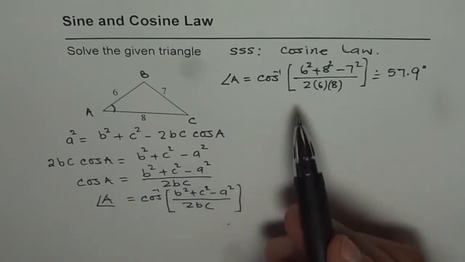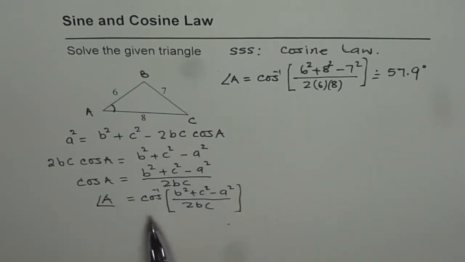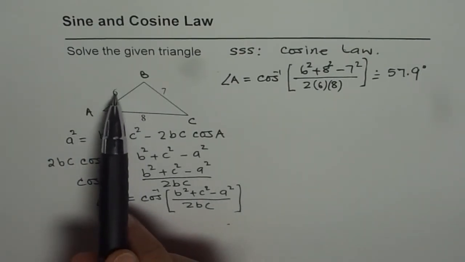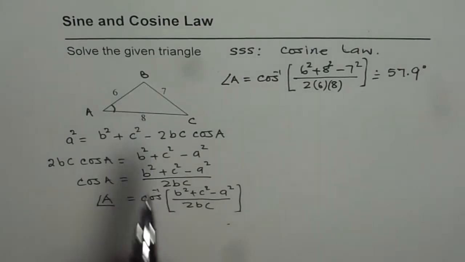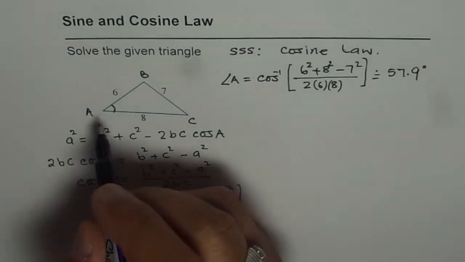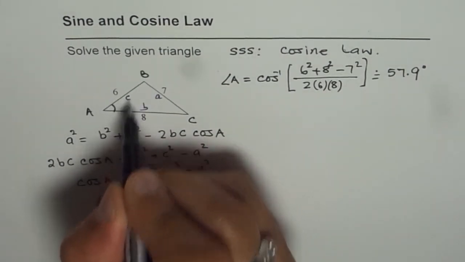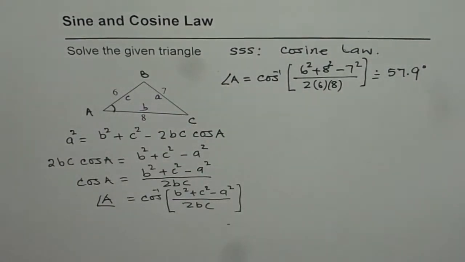So that is how you can actually get this formula. So I thought, let me show you how we got this formula. Now when we are actually finding angle A, we are using the adjacent sides. Those are B and C. Side a is opposite to angle A, this is A, this is B, and this is C, right? So I think that background will help, right?